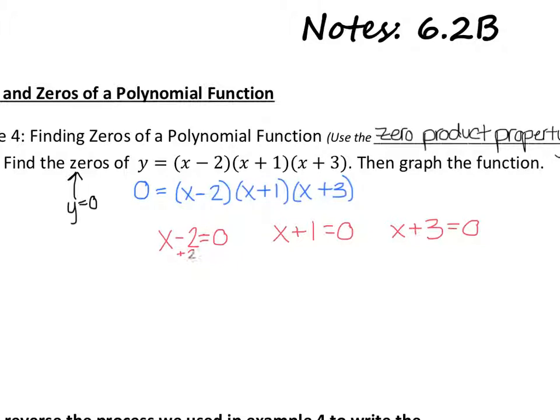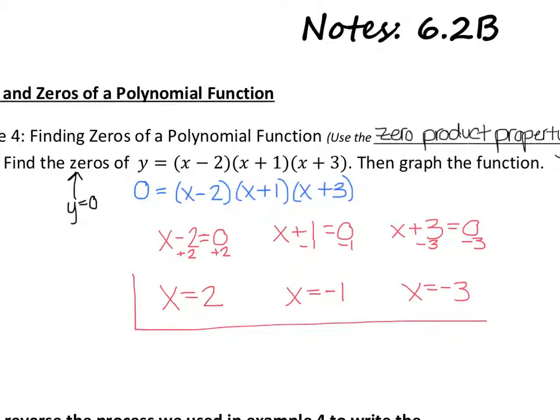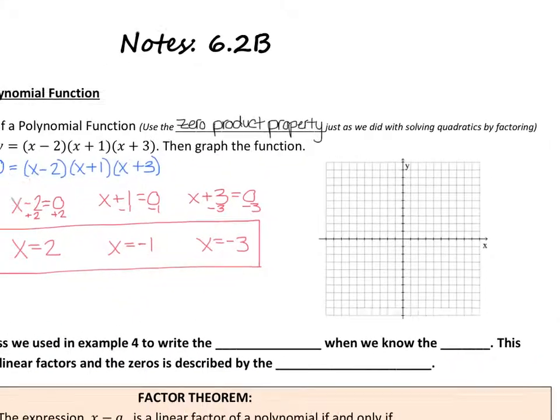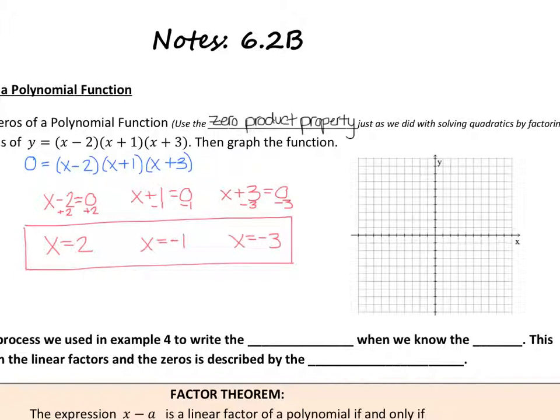So I'm going to add 2 to both sides. x equals 2. Subtract 1, x equals negative 1. Subtract 3, x equals negative 3. So those are my zeros for this function, which also means x-intercepts. So you can go over to your graph and mark those spots. So negative 1, negative 3, and positive 2 as your x-intercepts.